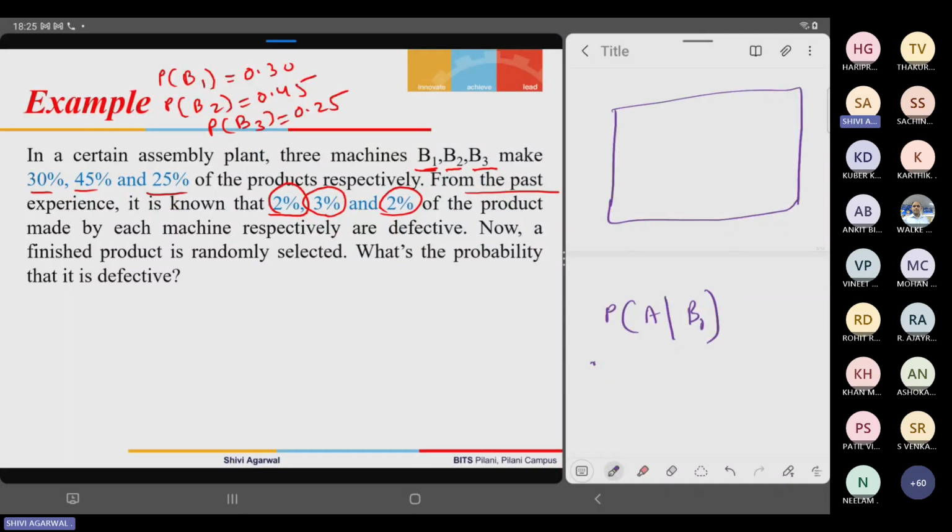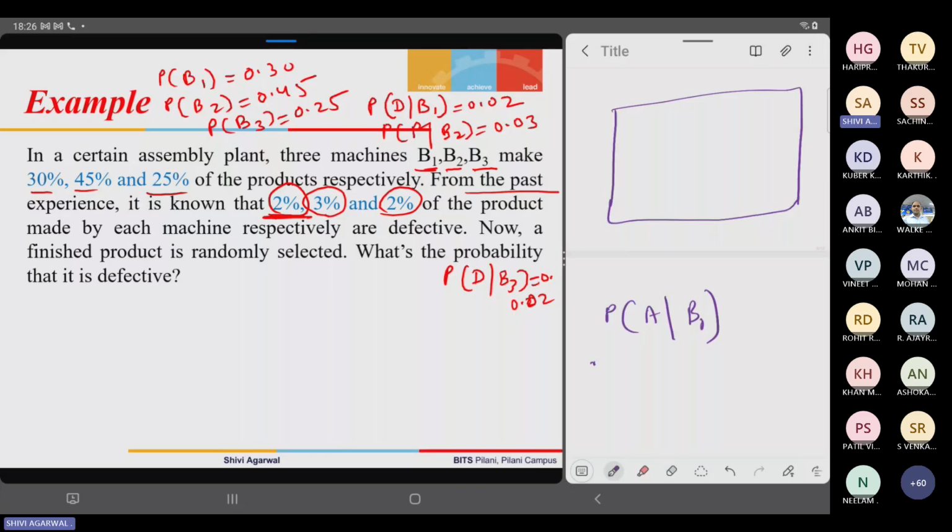Okay. And now what information is given? 2% means the probability that it is defective. So defective given B1, from the first machine, is 0.02. The probability of defective given B2 is 0.03, and the probability of defective given B3 is 0.02. Of the products made by each machine respectively, these are defective. Got it? Now a finished product is randomly selected.